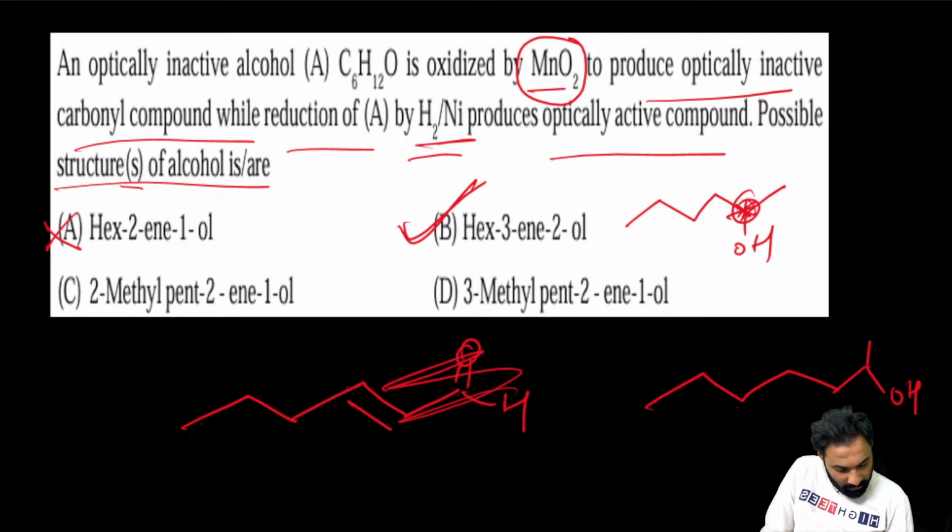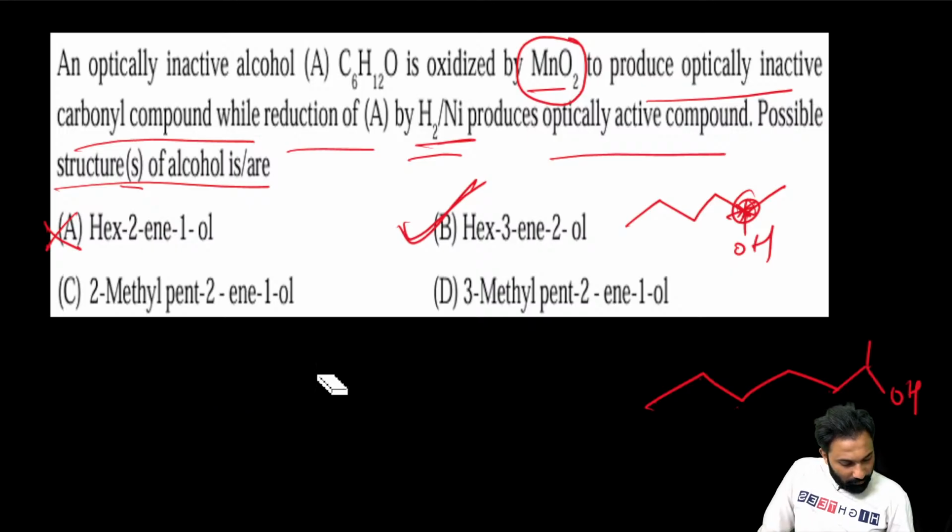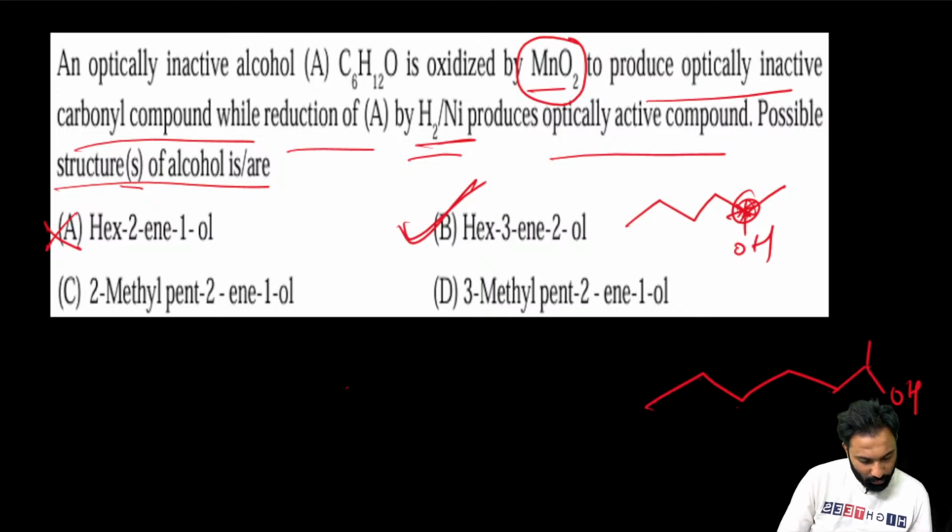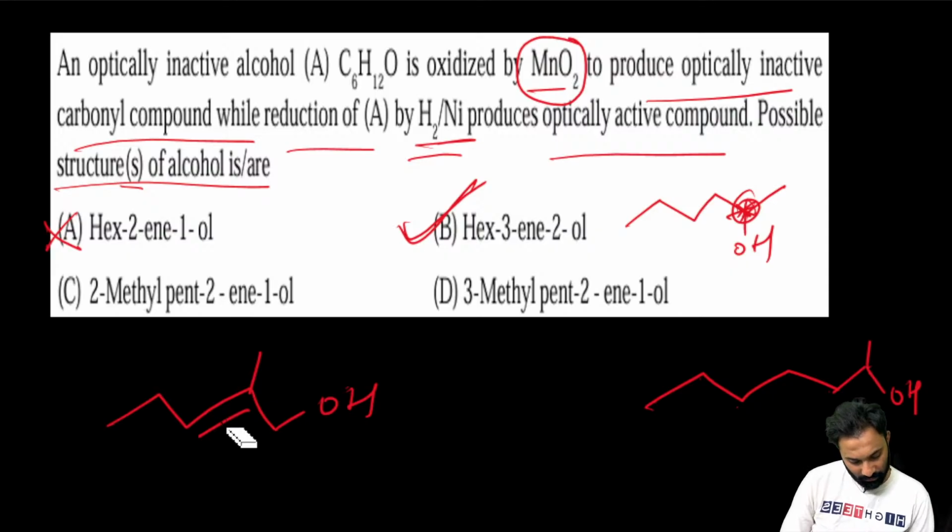Now if you go for the next one, 2-methylpentan-1-ol. 1, 2, 3, 4, 5. This is 1-ol and it is a 2-methyl pentanol. And now this one will become this one. Here also there is one optically active compound. Now C also will give.